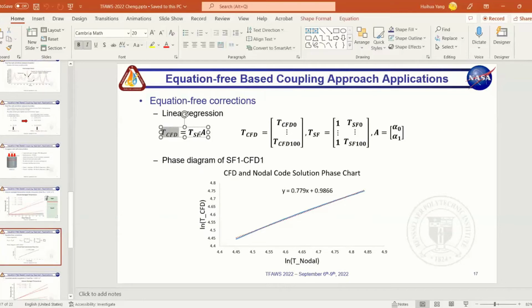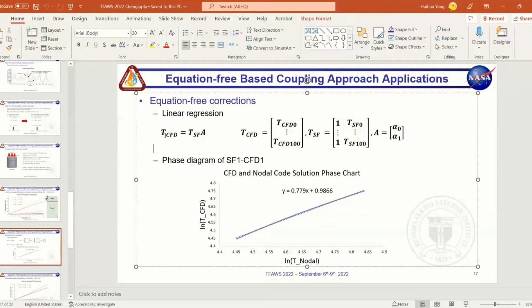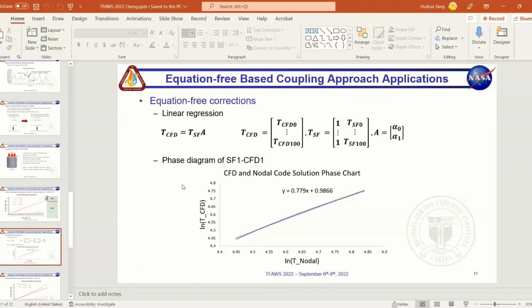This one is the linear regression, but both CFD and the nodal code are almost solving the same linear system like this. The difference is that on the left side it is the temperature at time step k plus 1, and the right-hand side is the temperature at time step k. So when we use the log, we can get the parameter matrix A, and then we are correcting this matrix, so we get better performance for our approach. I hope that can answer your question.